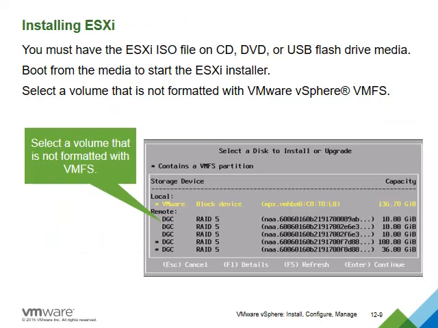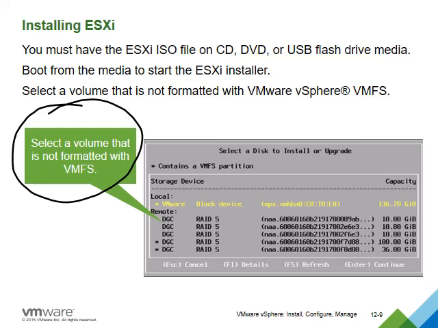When installing your ESXi host, you must have the ESXi ISO on a CD, DVD, or a USB flash drive, and you'll want to boot from the media to start the installer. And you'll also want to select the volume that is not formatted with the vSphere VMFS, which is the virtual machine file system. But if you'll notice here, it says right here, select a volume that is not formatted with VMFS.